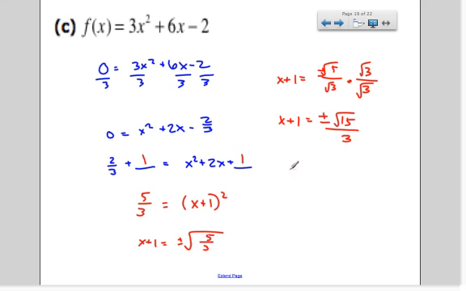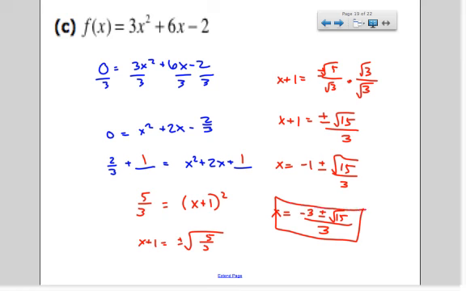Now I'm going to subtract 1 from both sides, so x = -1 ± √15 over 3. And now, common denominator, x = (-3 ± √15) over 3. Ick. That's how it goes.